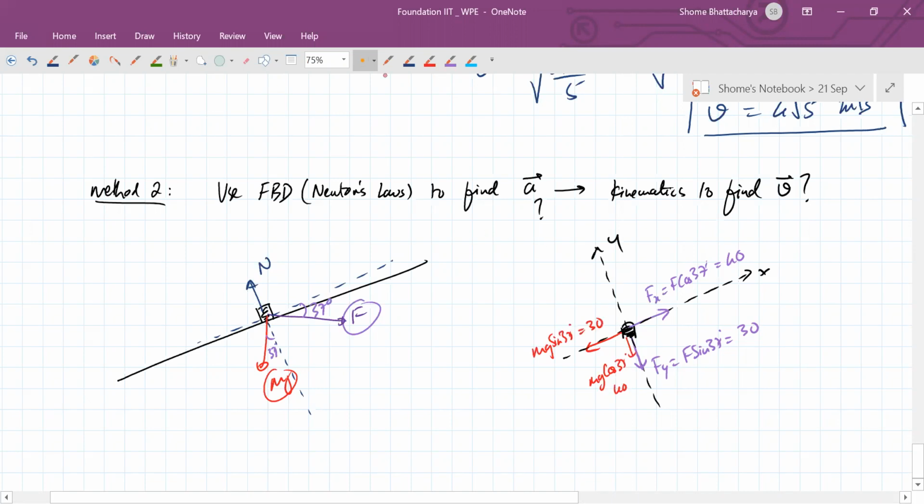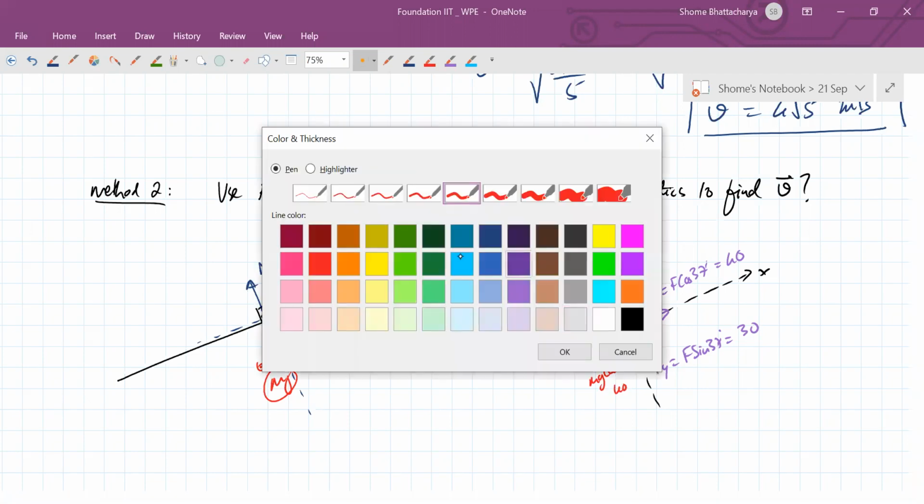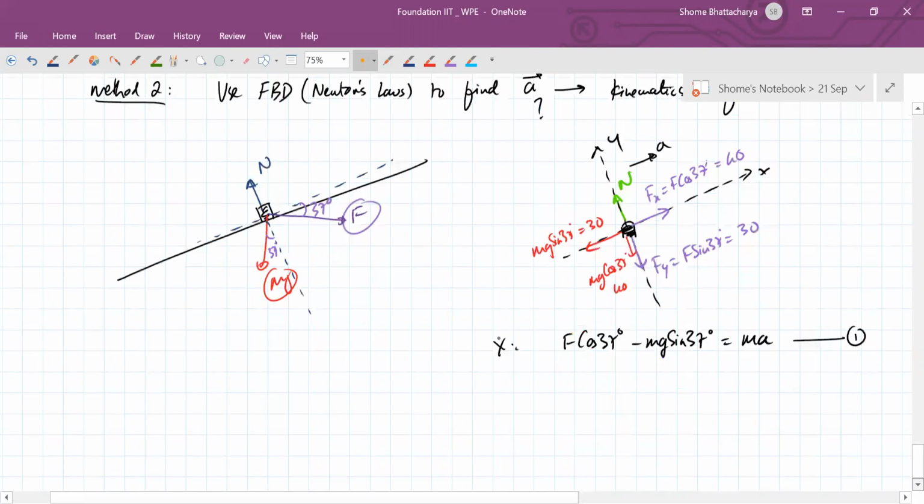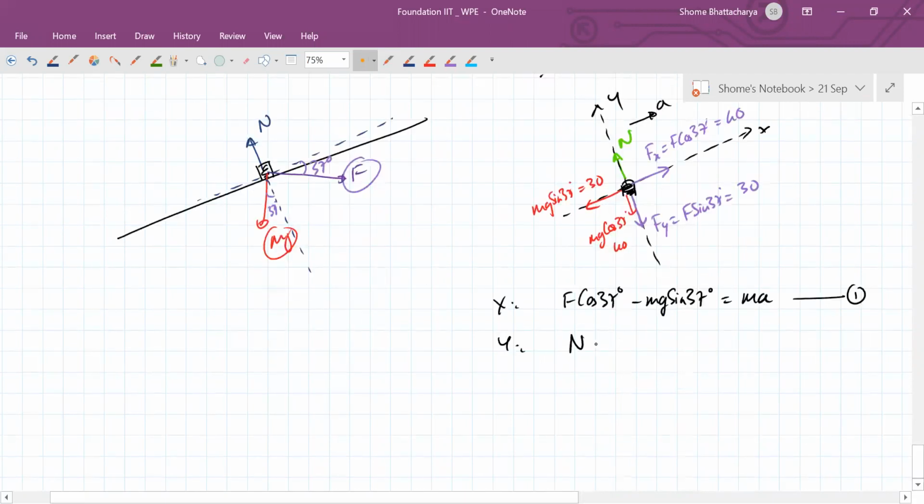Okay, and then you have your other force, the normal reaction, which is acting in this direction. Normal reaction is like this, and under the action of all these forces, how is the acceleration of the body? It is along the x-axis. So along the x-axis, your net force will become F cos 37 minus mg sine 37. That is the net force. So that should be mass into acceleration. Whereas along your y-axis, your normal reaction should balance the other two forces.